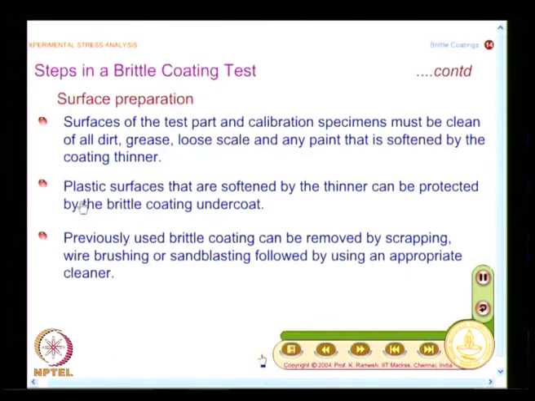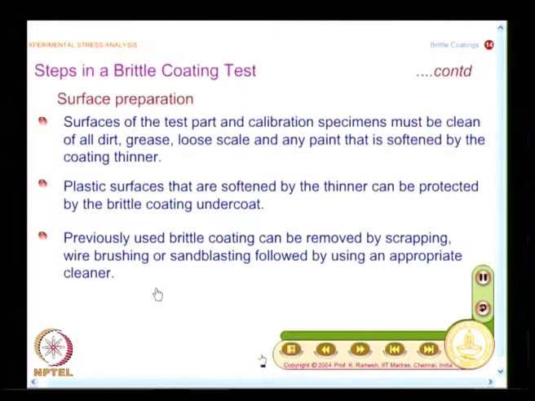Then, you can also apply it on plastic surfaces that are softened by the thinner, and they can be protected by the brittle coating undercoat. So, you need to put an undercoat and then apply the actual coating and do the analysis. You also have occasions where you need to remove the earlier coating by scraping, wire brushing or sandblasting, followed by using an appropriate cleaner.